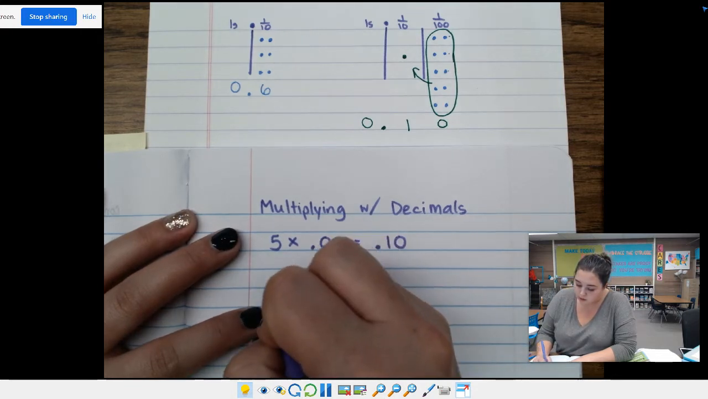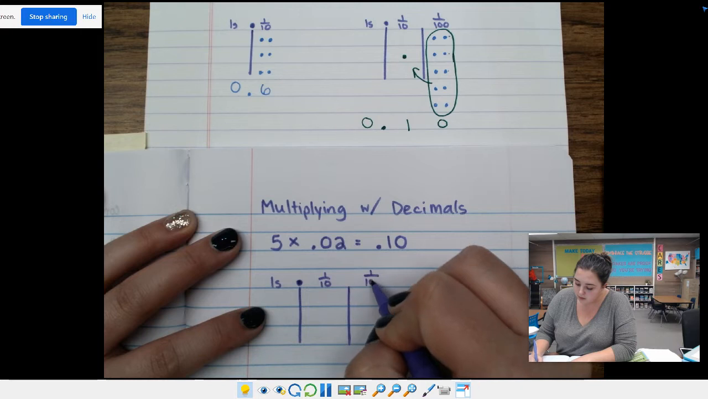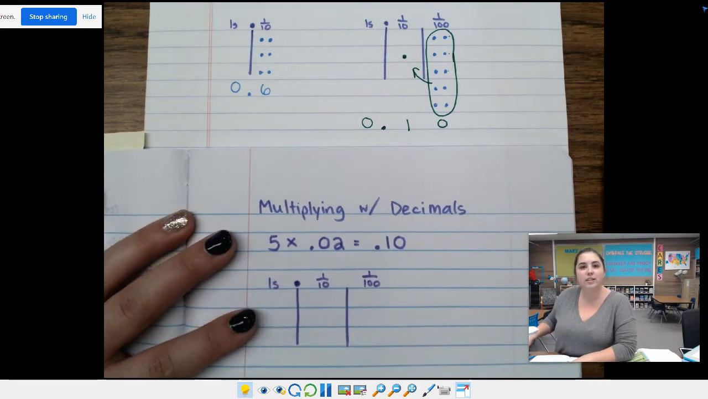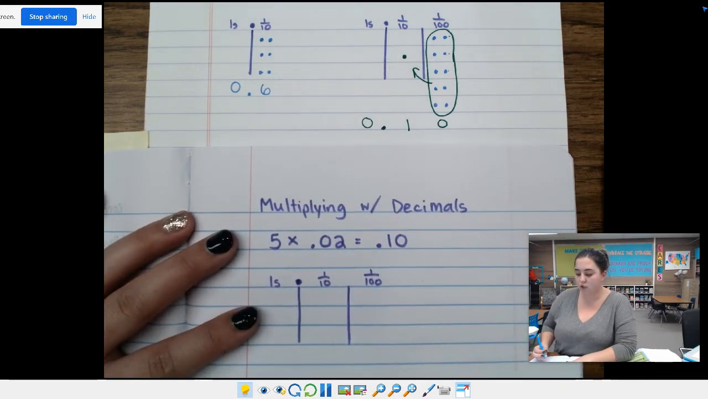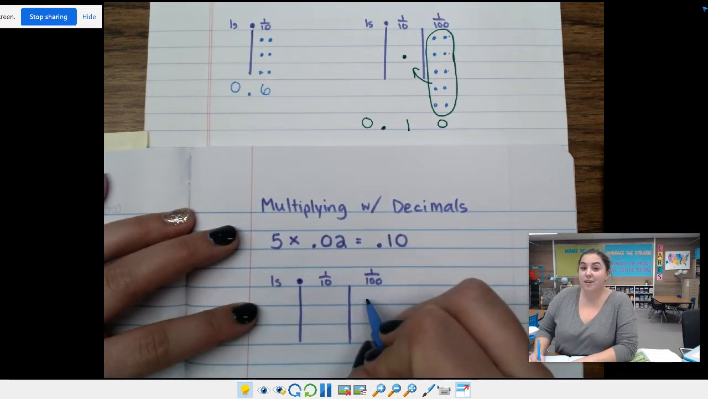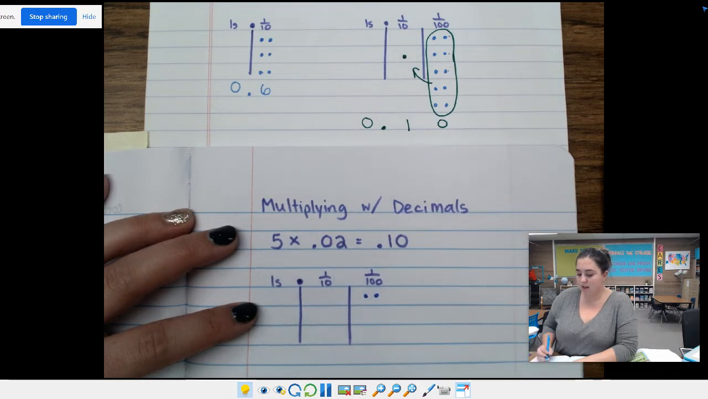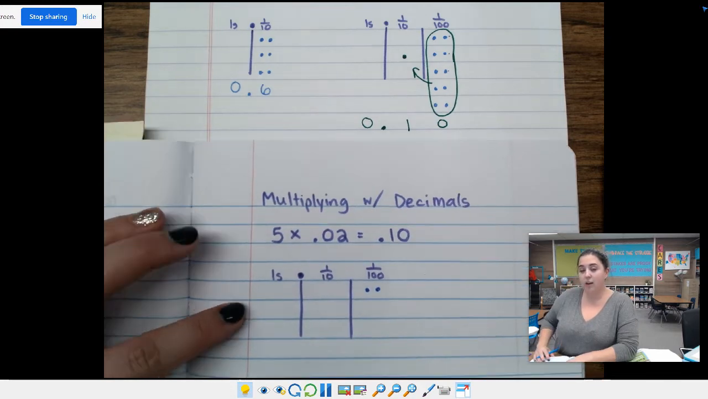So I have my ones, my tenths, my hundredths. And if you have a different colored pen, it might be good to switch here. And you might need to pause too to get caught up. So first we had 2 hundredths, and we had 5 copies of this.